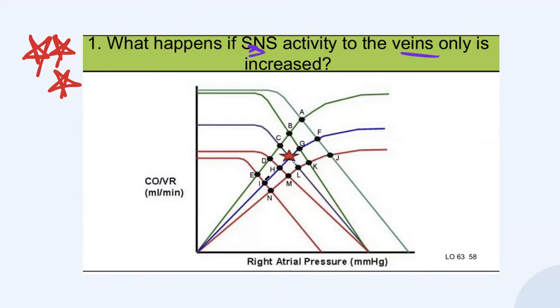So this is a normal cardiac output graph. So we're not going to change that, but we're going to change the venous return. So venous return is going to go from this graph to this graph because the venous return has increased. So we have F.